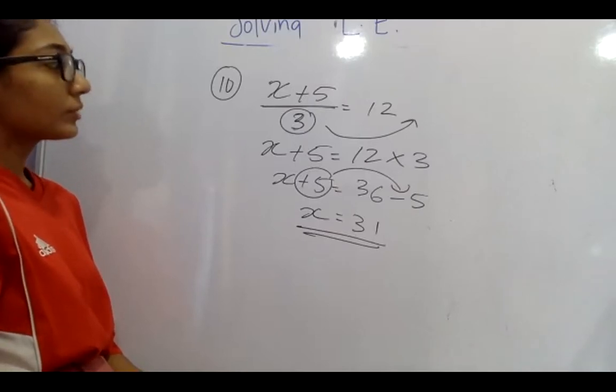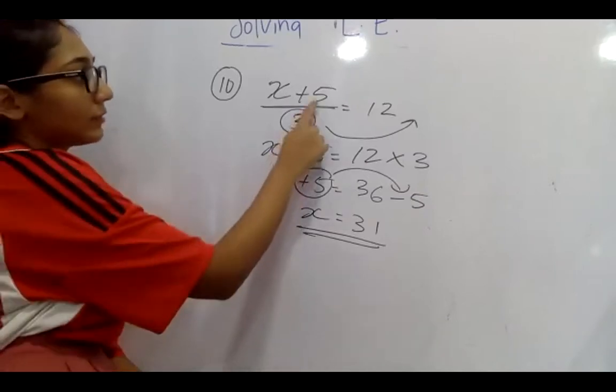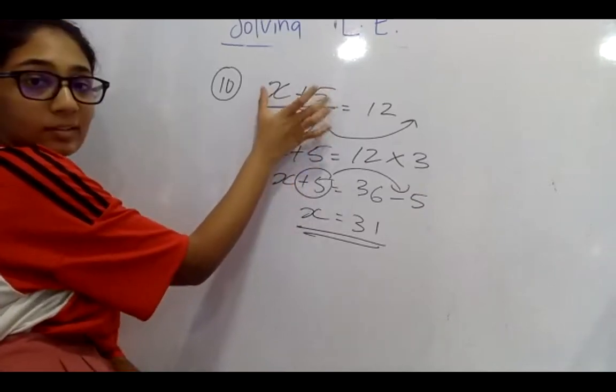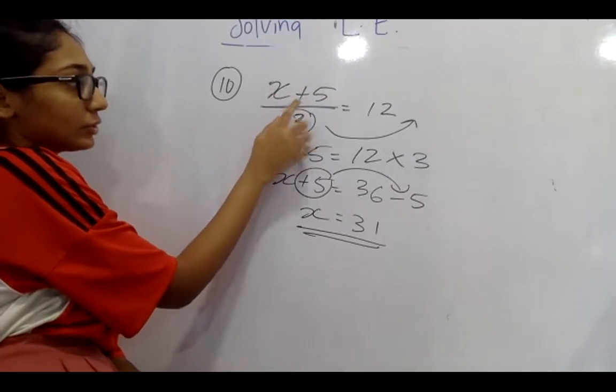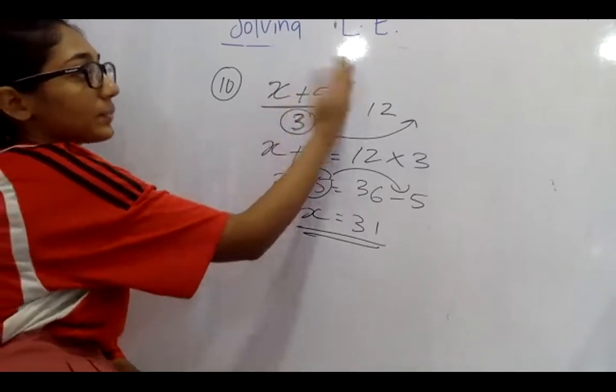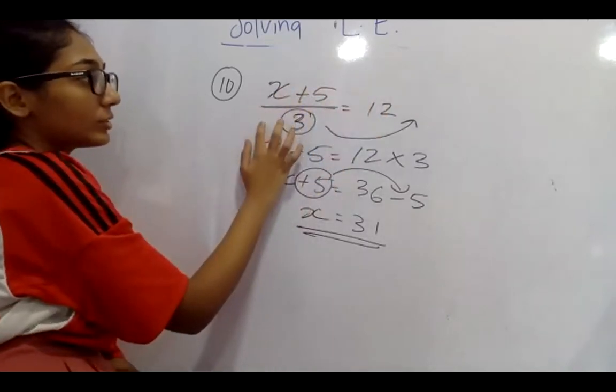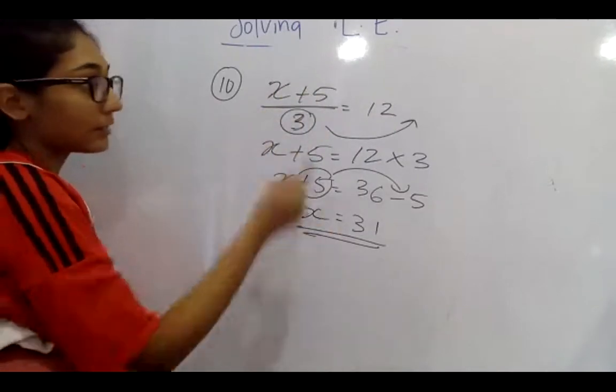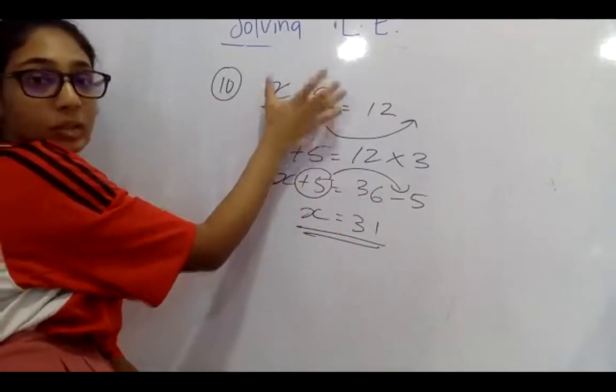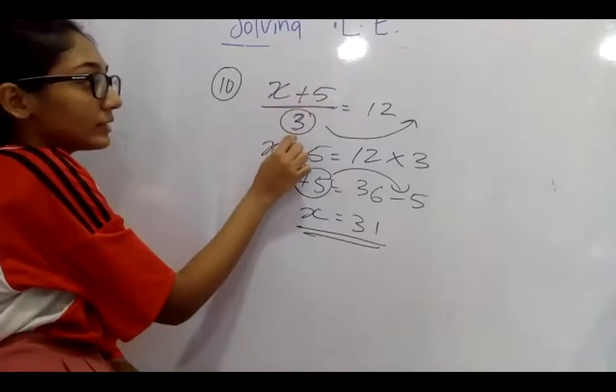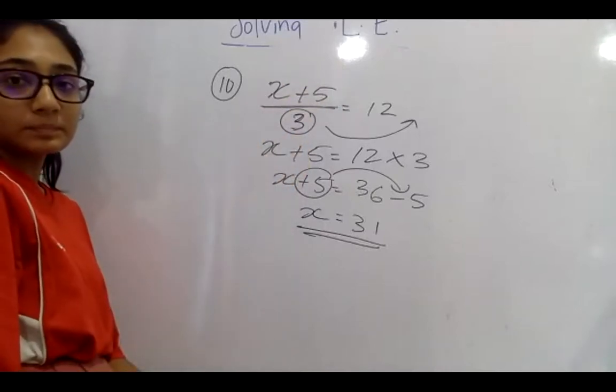So remember, always remove the numbers. In this case, the 5 is already with the x because it's at the top together. So you remove the bottom one. If the 5 is separate, it's just x over 3, then you move the 5 first. But the 5 now here is with the x. So you leave it first. Remove the individual one first.